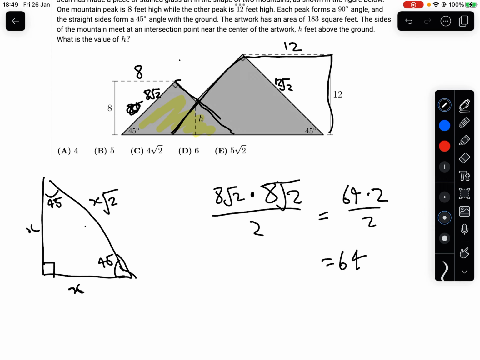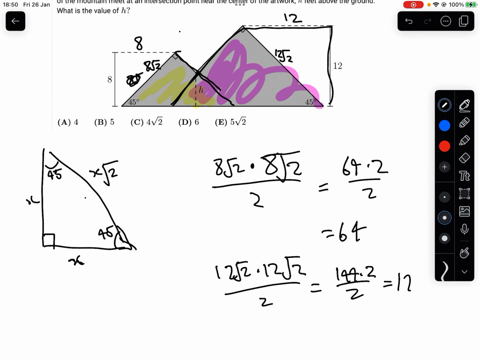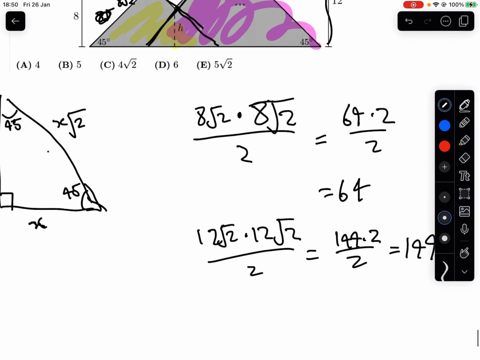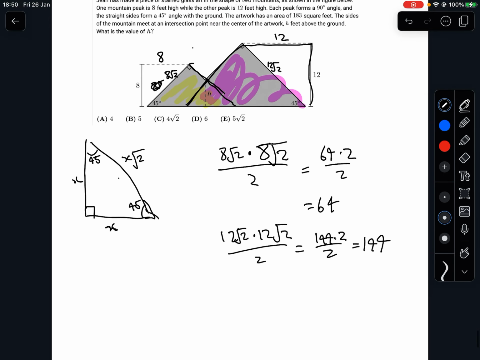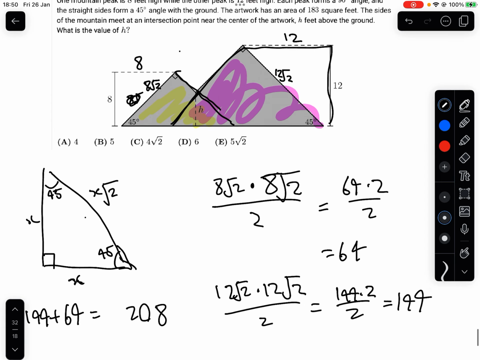Okay, so what about this other big triangle here? What is the area of this triangle? That's going to be 12 root 2 times 12 root 2 divided by 2, which equals 144 times 2 divided by 2. That equals 144. So the total area of these two triangles is 144 plus 64, which gives us 208.